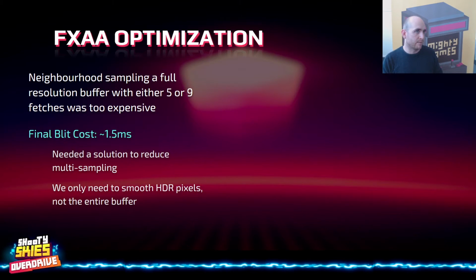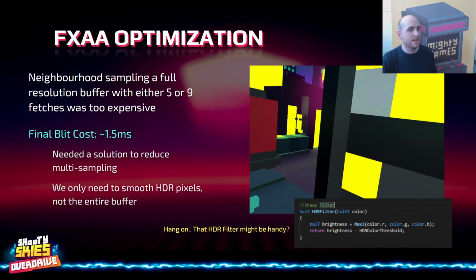But really, we didn't need to sample the whole screen. We didn't need to smooth out every pixel on the screen. We were already using MSAA, and that was doing the bulk of the work for us. We really only needed to smooth out our HDR pixels where the issue was occurring. So maybe that filter we used earlier could be handy.